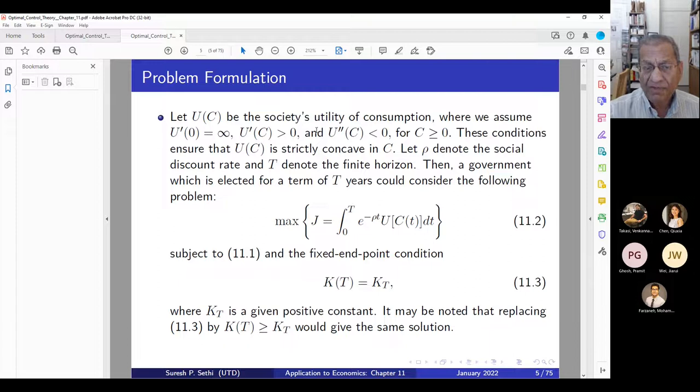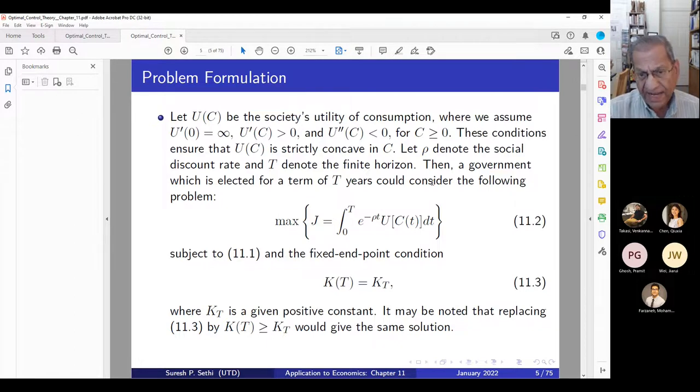I'll talk a little bit more about that in chapter 12, the stochastic control chapter, when I do the portfolio consumption problem. I'll mention more about this at that time. But right now, let's assume that this is mostly a standard assumption in economic theory.